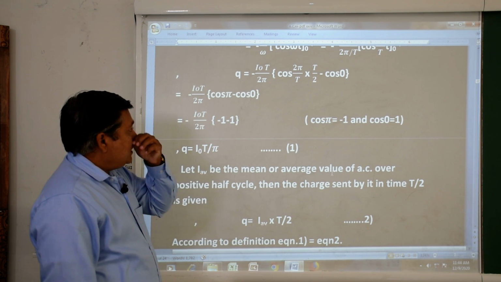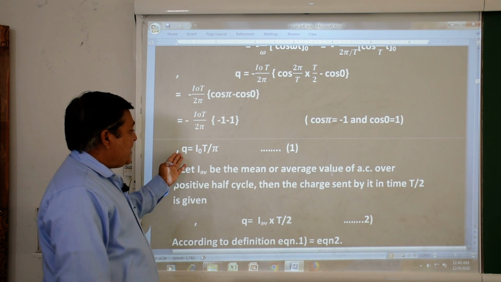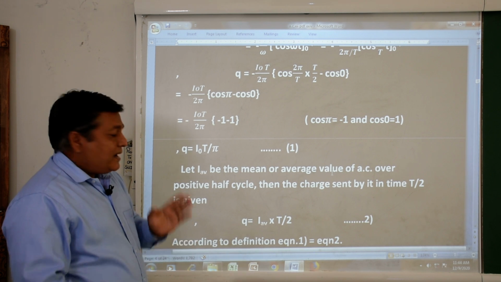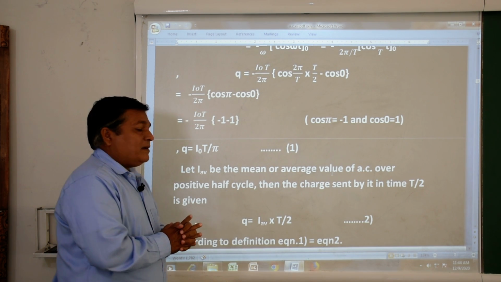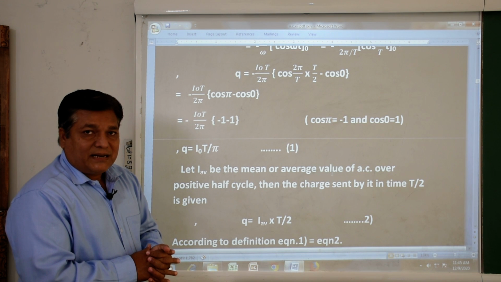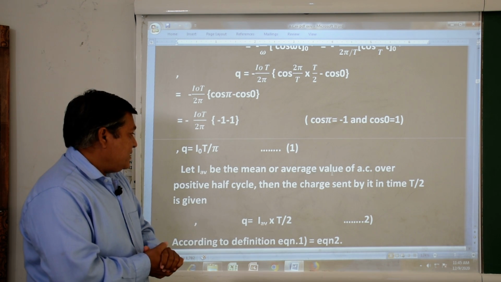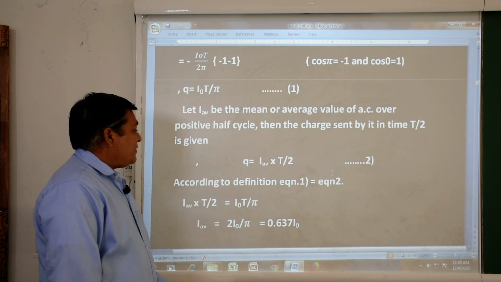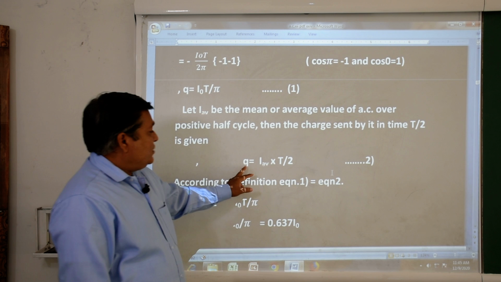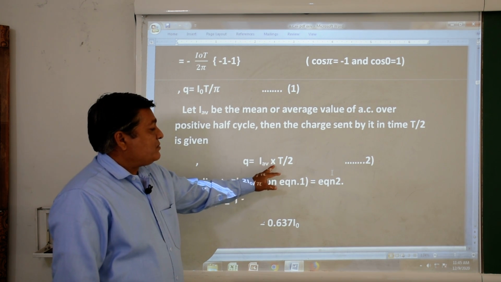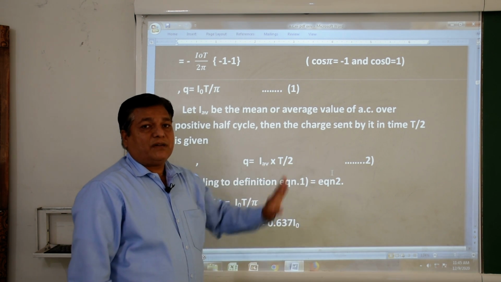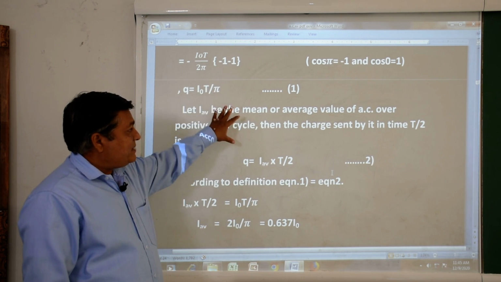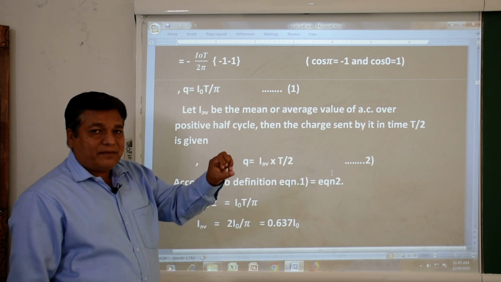So, we have taken out the value of charge according to the alternate current in half cycle of alternate current, and according to the definition of direct mean average value of alternate current, we have compared it with the direct current. We can say that I average over the half cycle can be written as Q is equal to I average into capital T by 2. Let us call it equation number 2. From the definition, both charges, sent by the alternate current and direct current, are the same.